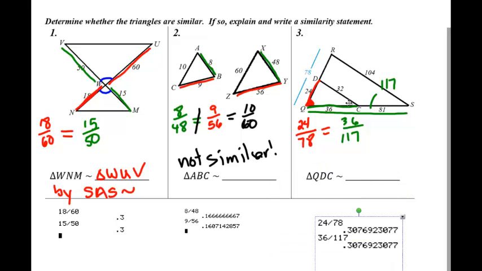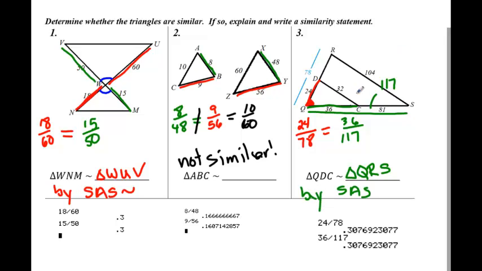So we have two pairs of sides in proportion. We have the angle that's between them congruent. This is a similar triangle. We've got triangle QDC, so QD goes to QR. That's the first two. And then the last one we'll just throw in the S there. And that shortcut was our side, angle, side.